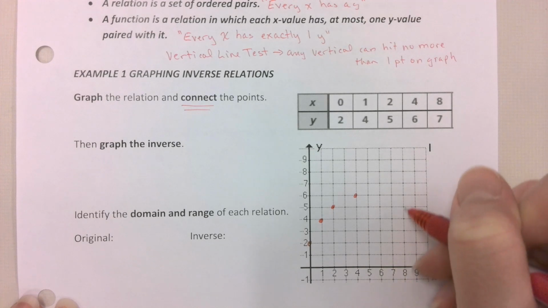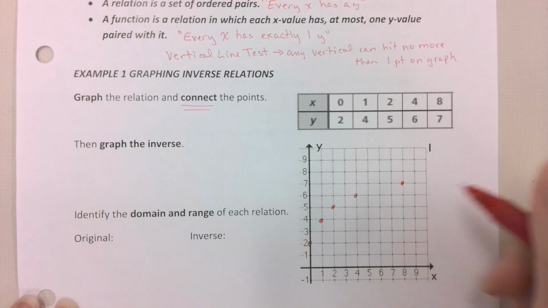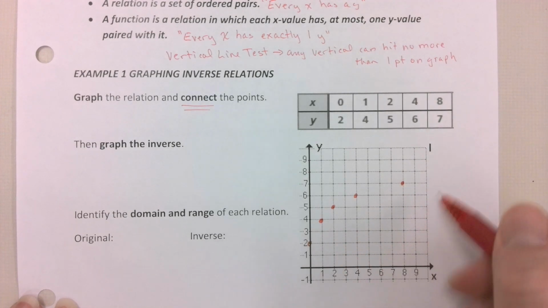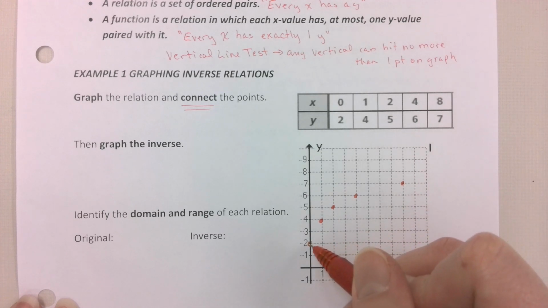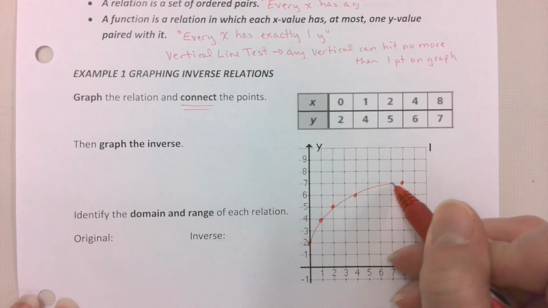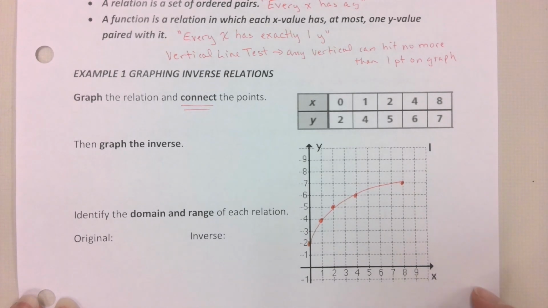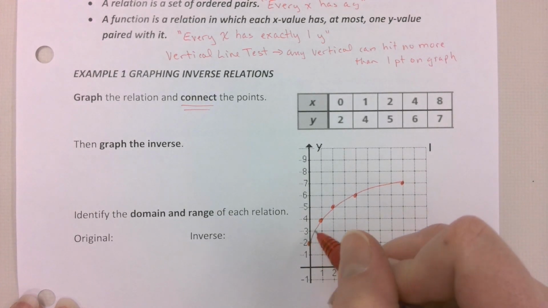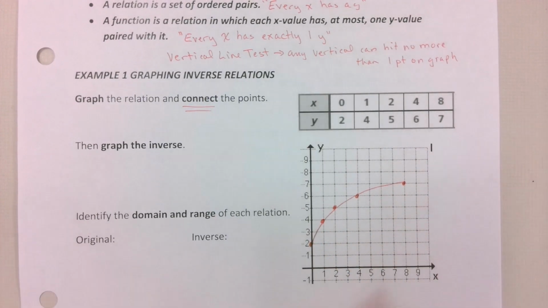And it jumps to 8, 7. Now, since the directions told me to connect the points, I'm going to start at my first point and connect to my last point. Notice I have no arrows here. So it starts here and it connects and it stops there.